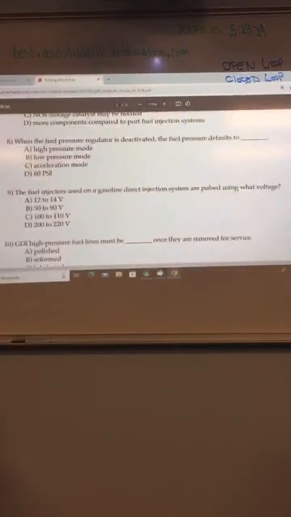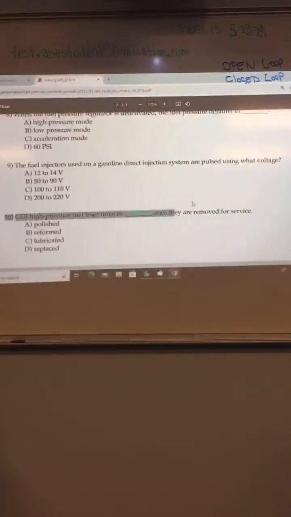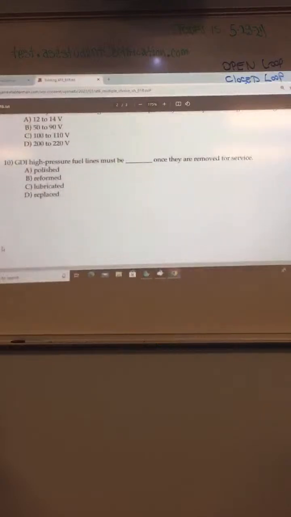What is the voltage that the injectors run on? 12 to 14. 50 to 90 in a gasoline direct injection. Port fuel is 12 volts. 50 to 90, you'll see that tomorrow. In fact, you'll see this one tomorrow too. All 4 of these. Fuel lines must be what? Replaced. Okay.